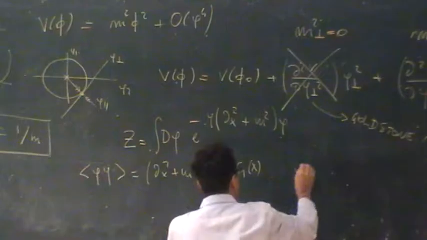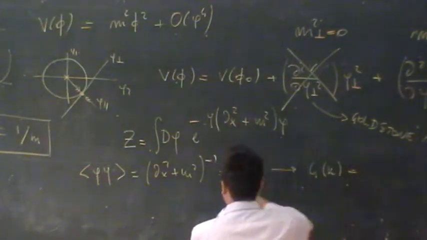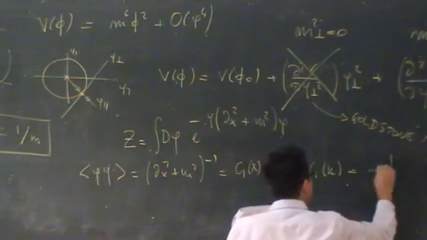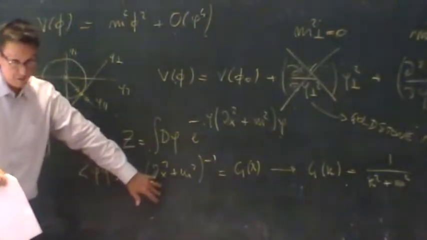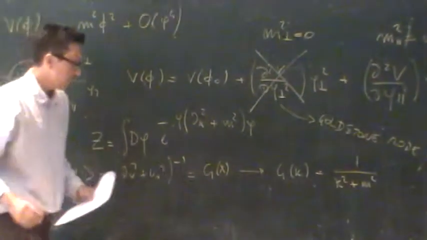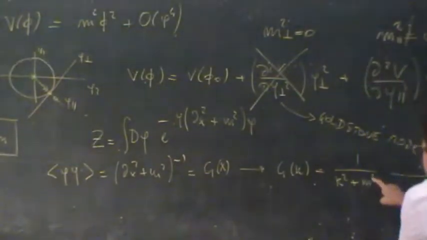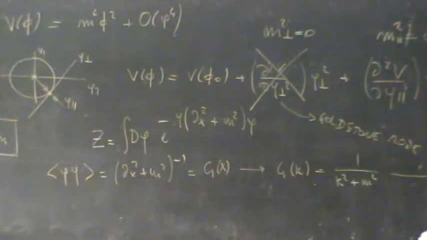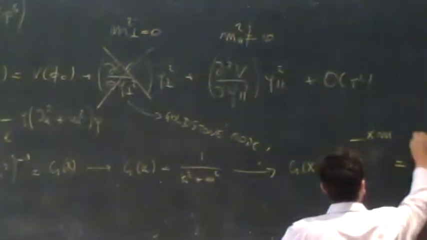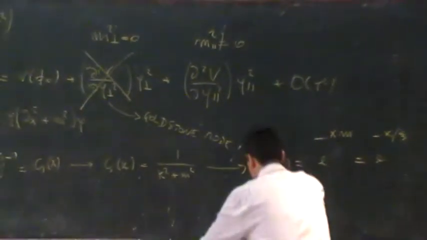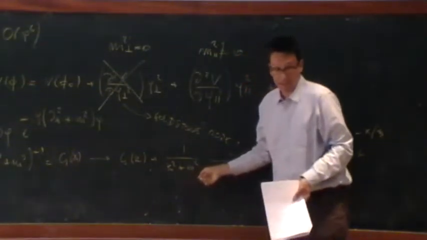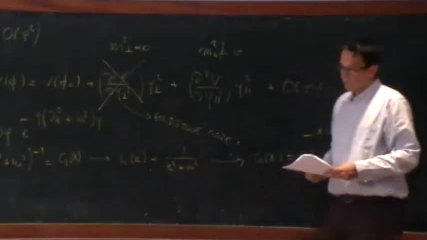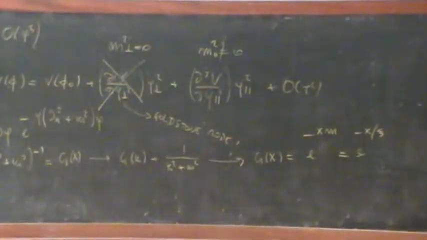Then you go G of x. Then you go to Fourier space. And the inverse of this in Fourier space is very easy. It's 1 over k squared plus m squared. Because the Fourier equivalent of the derivative is a factor k, the momentum. And then, if you make the Fourier transform of this, you get a G of x, which is exactly e to the minus x over xi. Okay, all this is to tell you that m has a dimension of 1 over a length, because xi has the dimension of a length.